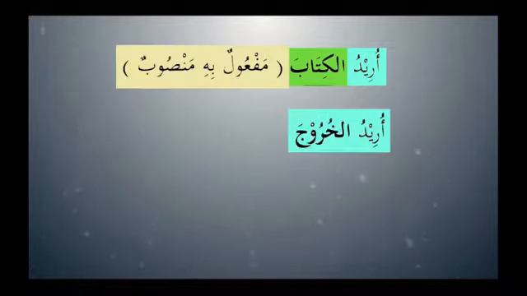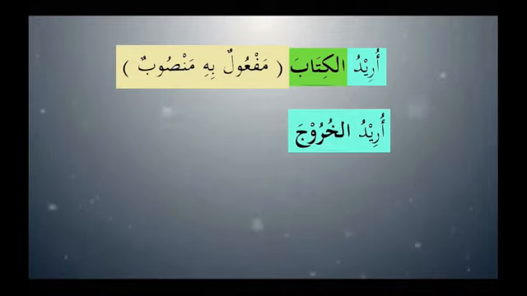So let's take some examples, and that can give us a little bit better understanding. So this is a normal sentence. We say uridul kitaba. It means I want the book. So al-kitaba, what is al-kitaba? That is your maf'ulun bihi. Normal maf'ulun bihi. It is not a masdar. It is a normal maf'ul, an object. So it is maf'ulun bihi mansubun, ending with fatha.